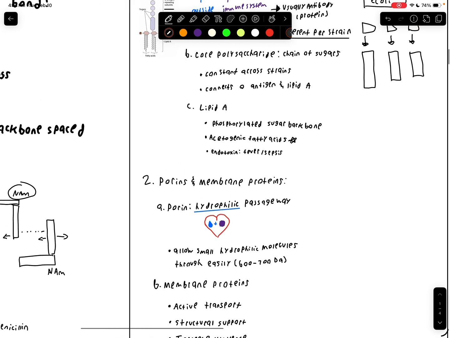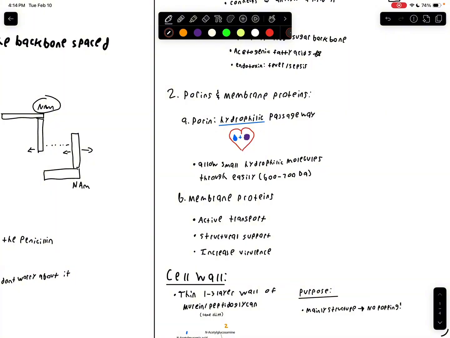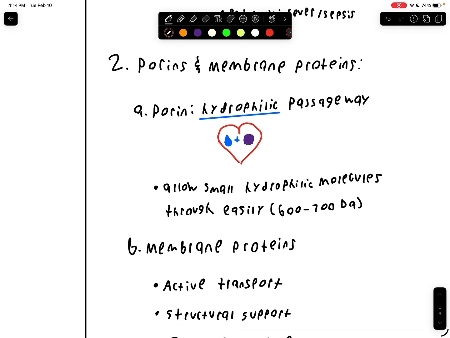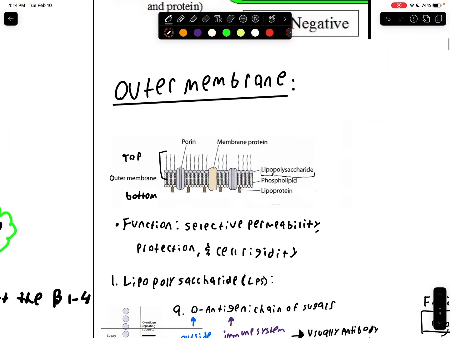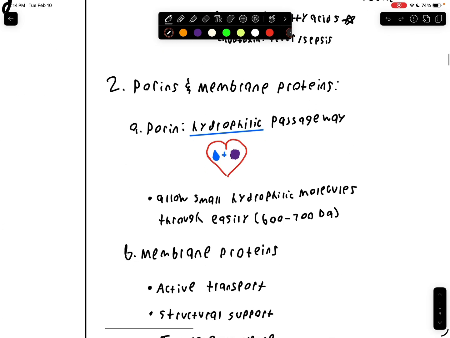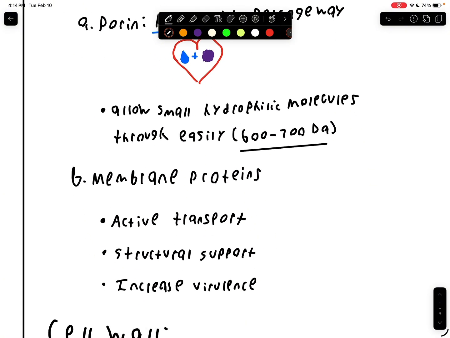Now, the other part of this membrane, this outer membrane, is the porins and the membrane proteins. So as you can see here, porins are hydrophilic passageways. I drew a little diagram for you over here that it just means it loves water, right? So what that means is things that are hydrophilic can go in very easily, if they're small enough, through this porin and make its way into the cell. So that's what that means. And hydrophilic just means water-loving. So they'd have to be around 600 to 700 Daltons is kind of that small enough size.